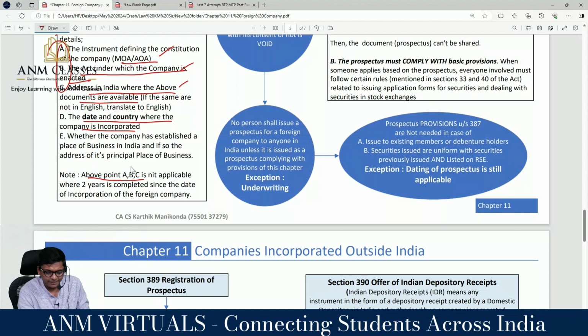The above points, A, B, C, MOA, AOA, the act under which it's incorporated and address in India, are not applicable. Make that small change: not applicable where 2 years is completed since the date of incorporation of the foreign company. That means an established company, the act is trying to say no need. Will this be a separate question? No. In an MCQ he will ask, the company did not give MOA data because it's been 4 years since incorporation. So what? It's fine. Are you getting anything difficult, guys? No. This is section 387.